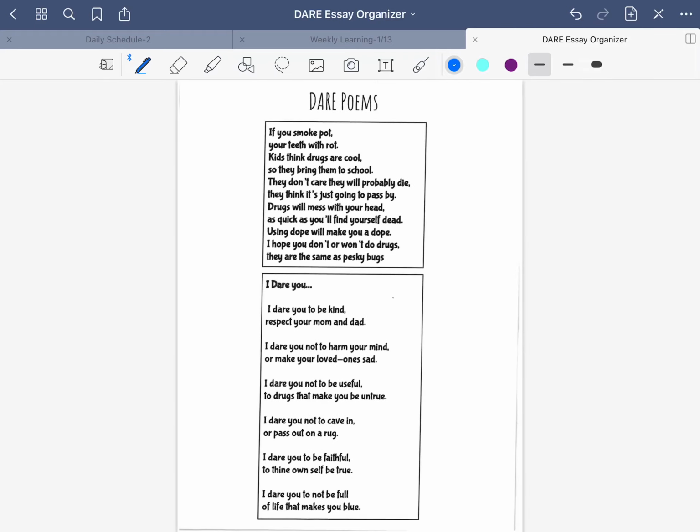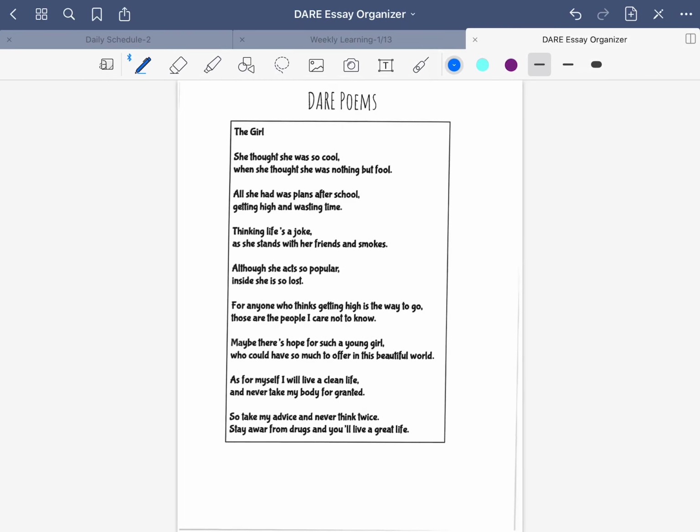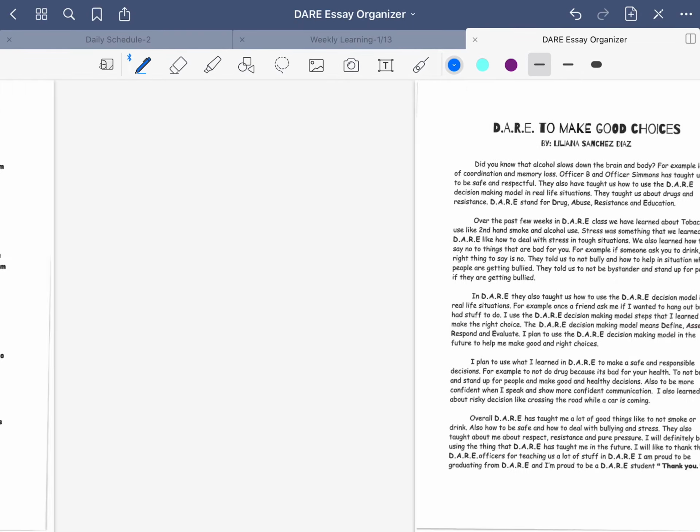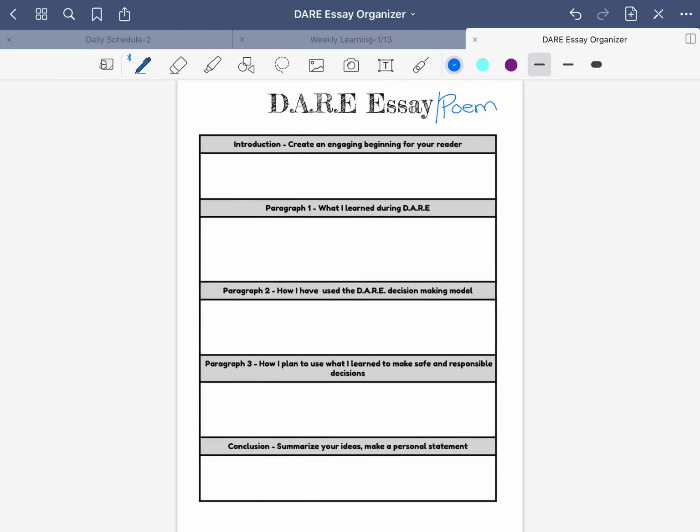And then here are three examples of DARE poems that you could write. So it's your choice, either an essay or a poem. Everyone has to fill in this graphic organizer no matter what you are writing. If it is not filled in by the end of the class period, it is your responsibility to take it home and have it finished. So when I come back on Wednesday, everyone should have the graphic organizer finished.